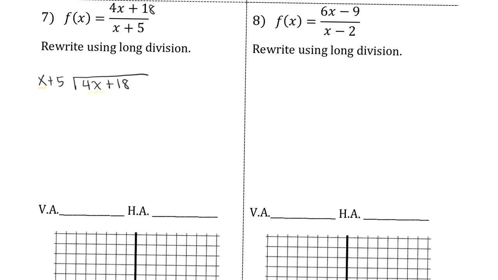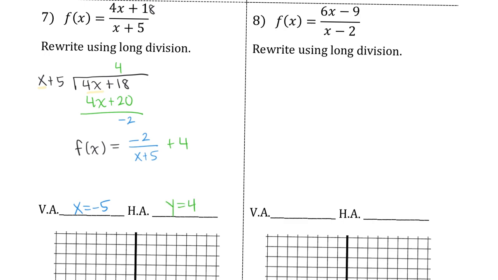So that's going to be x times 4 gives me 4x. That's 4x plus 4 times 5 is 20. And then remember to subtract down. So 4x minus 4x is nothing. 18 minus 20 is -2. And then when we rewrite this, the remainder was -2 over x plus 5. And then when we divide it, we got 4, which means our vertical asymptote is x equals -5. And then our horizontal asymptote is y equals 4.